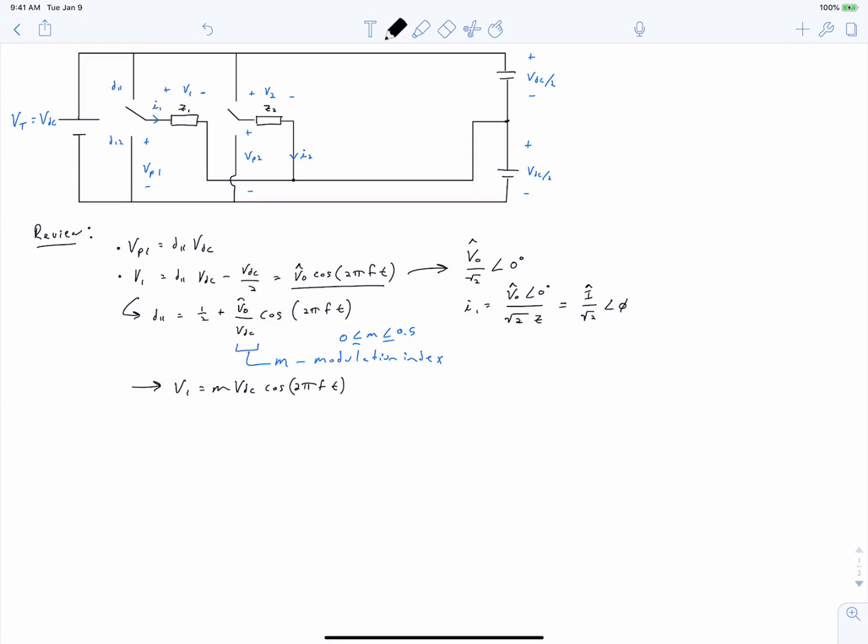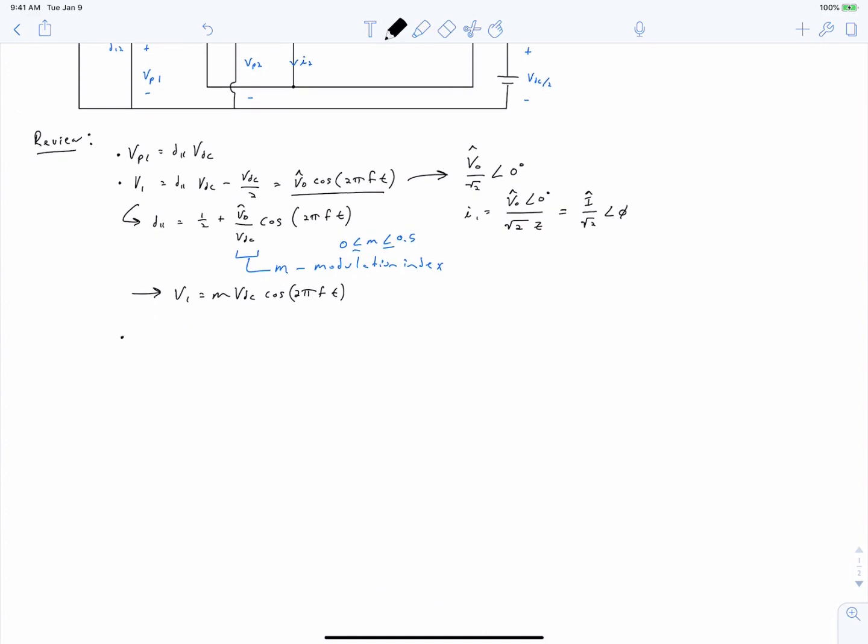And similarly to how we wrote out voltage and current expressions for the first leg, we can do the same thing for the second half bridge leg that we have just added. And in this case, we desire our output voltage, because we're talking about a three-phase system, to be delayed from the first phase by 120 degrees.